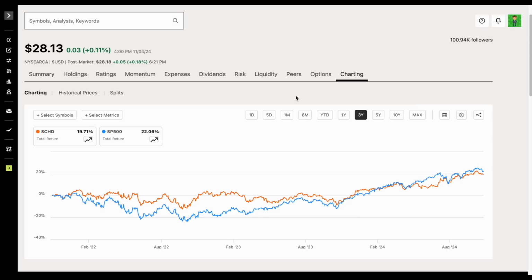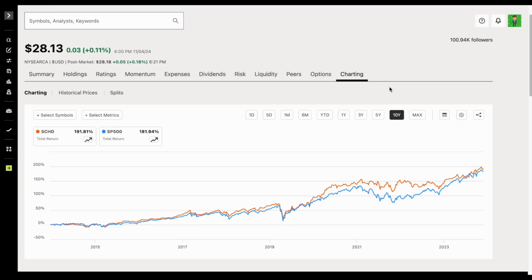But here's what you also have to understand. SCHD massively protects your downside. We can see when the S&P 500 was crashing, it was down over 20% back in 2022. SCHD was doing really well compared to the S&P 500. And in fact, if we look at the past 10 years, we can see SCHD has actually outperformed the S&P 500. SCHD has a total return of 191% versus the S&P 500 at 181.94%.